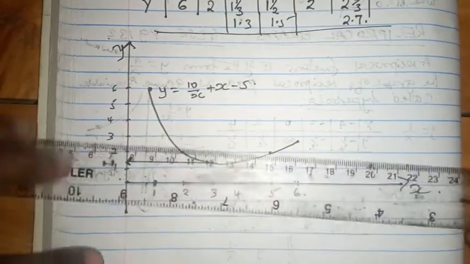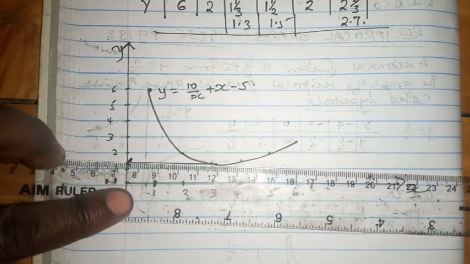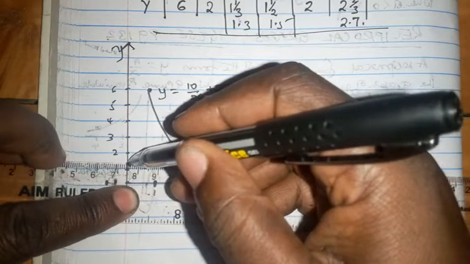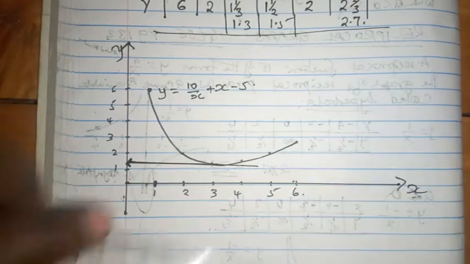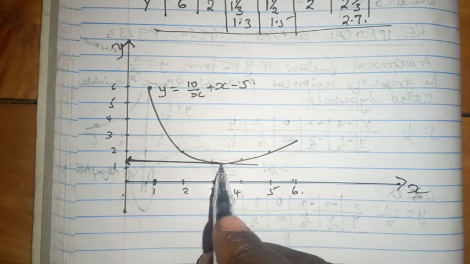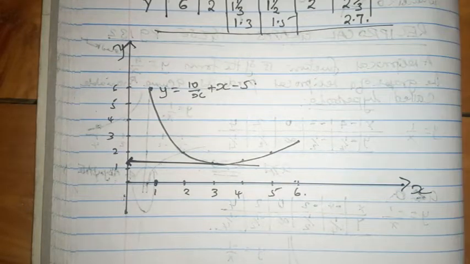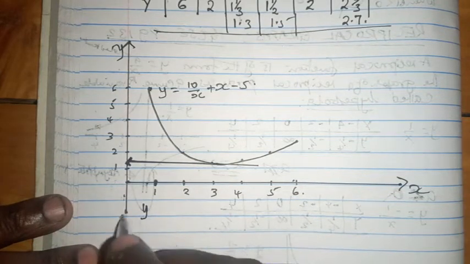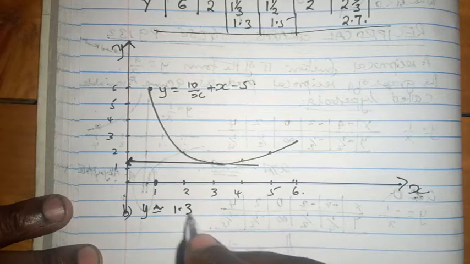You should be able to draw a tangent to the graph that touches the graph only once. To establish the smallest value of y, you can even produce that line if you want, but it should touch the bottom of the graph to show the smallest value of y, which to me is around 1.3. Y, this is part B, is around 1.3.